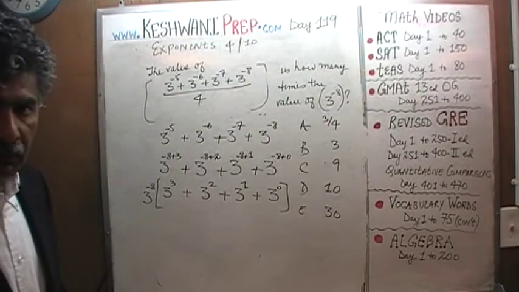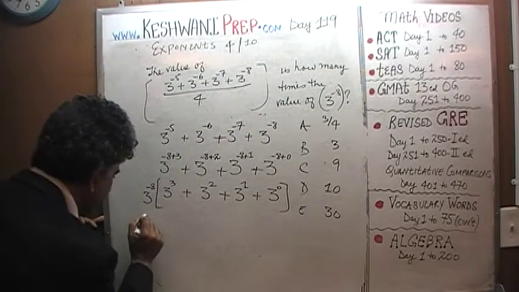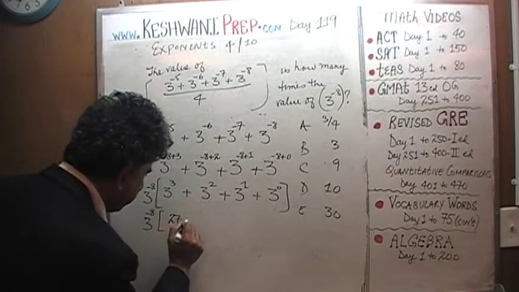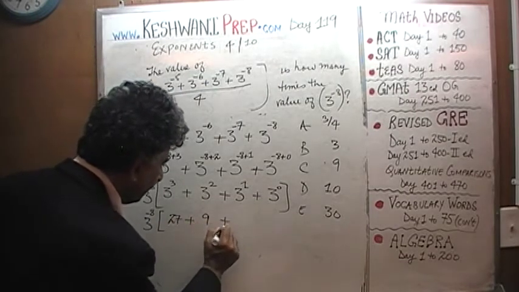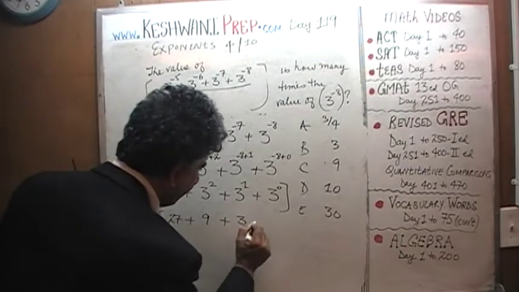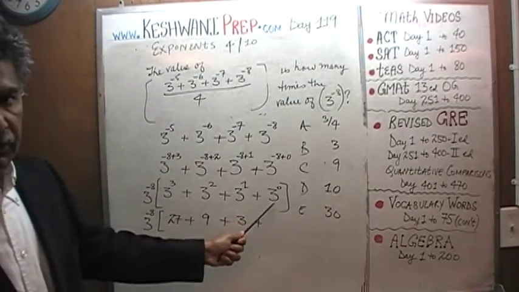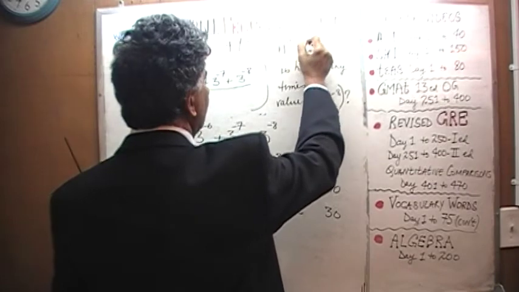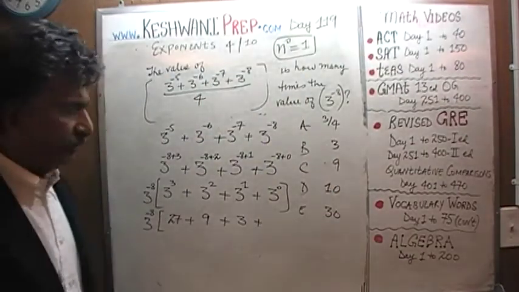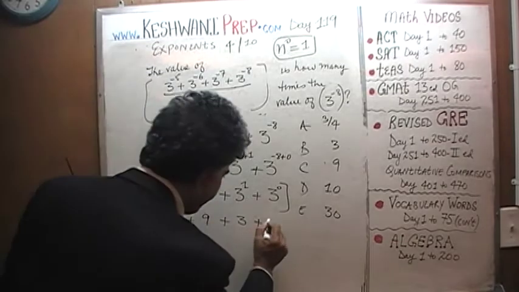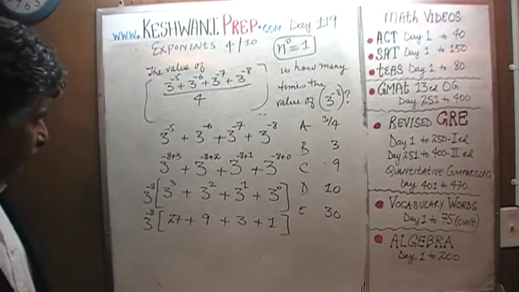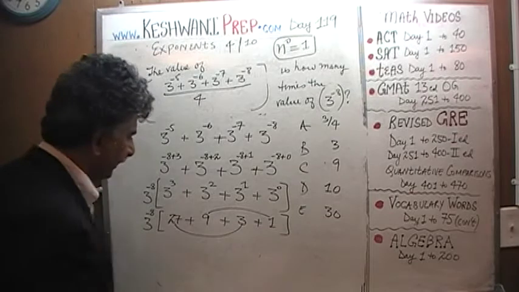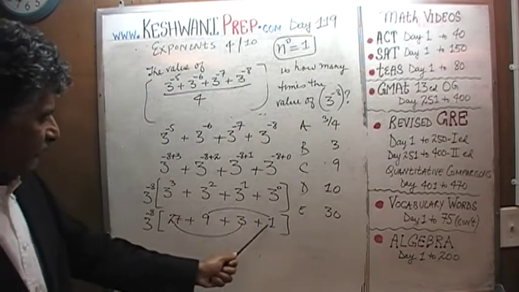You with me so far? Very good. Now we figure out what these quantities are. 3 raised to negative 8 times 3 raised to 3 is 27, plus 3 squared is 9, plus 3 raised to 1 is just 3. And finally, 3 raised to 0. Any number raised to 0 equals 1. Doesn't matter what that number is, any number raised to 0 is 1. So 3 raised to 0 is 1. That's it, we're almost there. Let's do simple stuff first. 27 plus 3 is 30, 9 plus 1 is 10, so 30 plus 10 is 40.